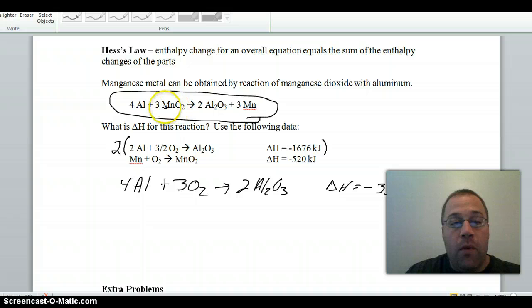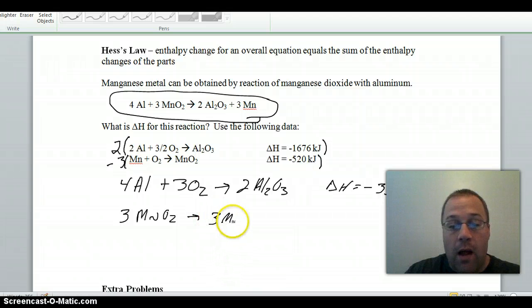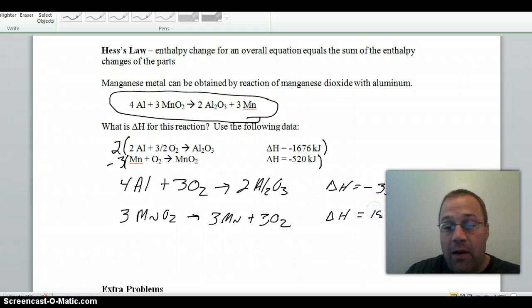So that takes care of the 4 aluminums. The next thing it says is 3 manganese oxides needs to be on there. So we look down at the bottom equation that has manganese oxide in it. There's only 1 and it's a product, and we need 3 to be a reactant. So what we need to do is multiply this by negative 3. The negative will flip the equation from a synthesis to a decomposition, and the 3 obviously multiplies by 3. So that makes it 3MnO2 gives me 3Mn plus 3O2. Delta H equals, remember we're multiplying that by negative 3, so positive 1560.